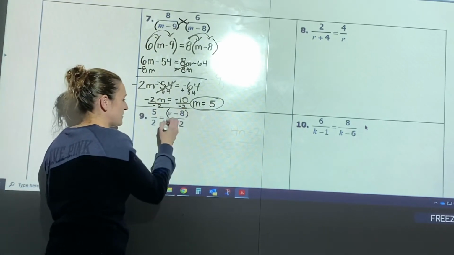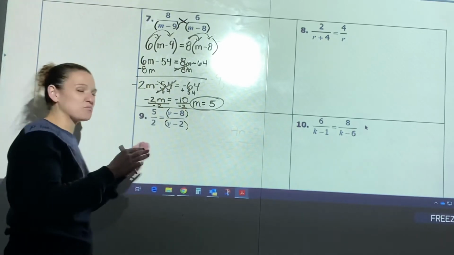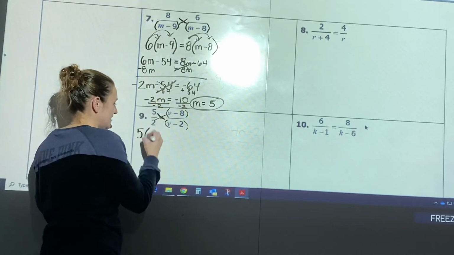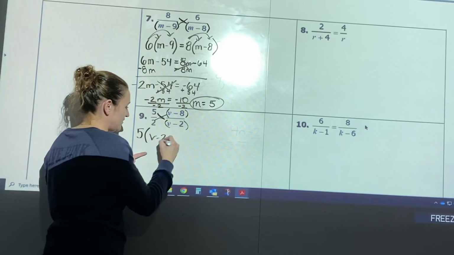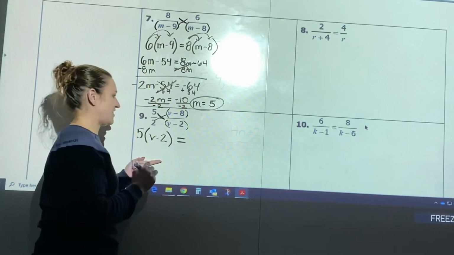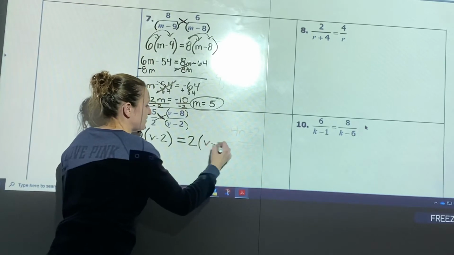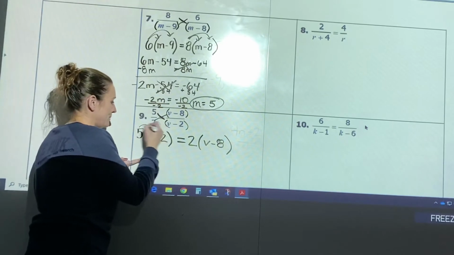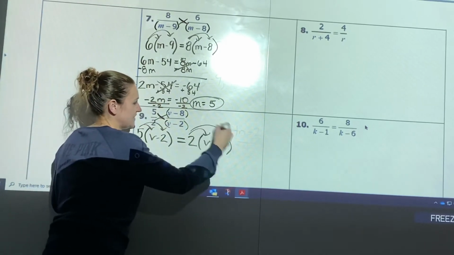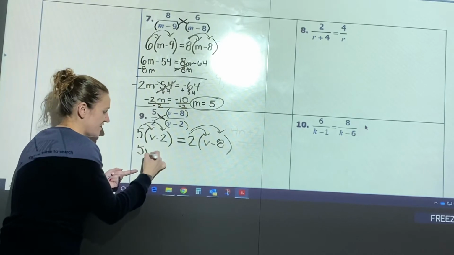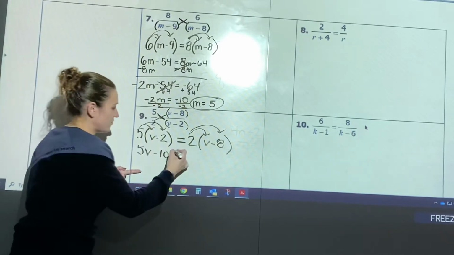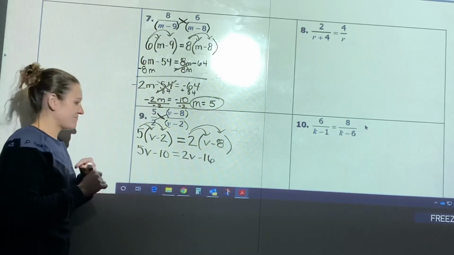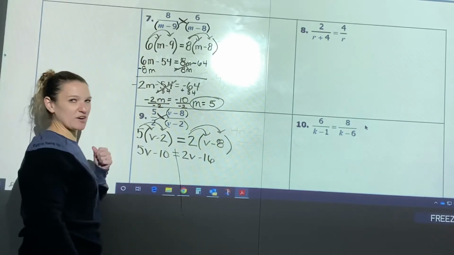Our first step, of course, is to put your parentheses around anything that's more than one term, so that you know when you cross multiply, you need to multiply that number times that whole quantity. So 5 times v minus 2. Throw that equal sign right in the middle, and then we'll have 2 times v minus 8. All right, just like before, we're going to distribute into both of our sets of parentheses, giving us 5v minus 10. Bring down your equal sign. 2v minus 16.